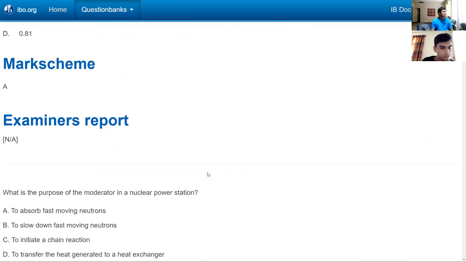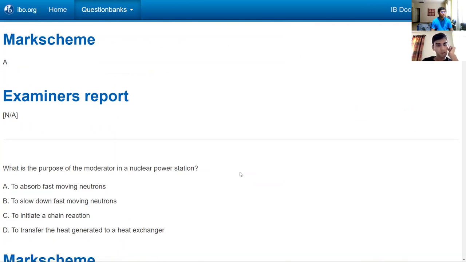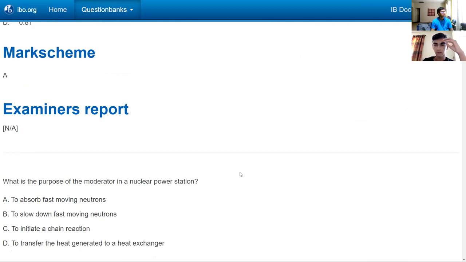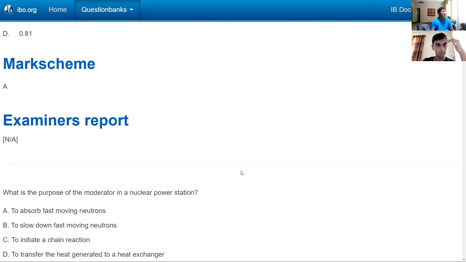All right, so what is the purpose of the moderator? To slow down fast-moving neutrons, right? Can we go back to a diagram of a nuclear reactor? I just need to remember. Yeah, I think that would help. Yeah, that would definitely help.